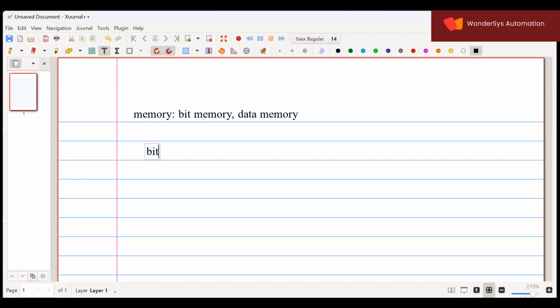So what is this bit memory? These bit memories are used to store the input status or output status. Now, whenever we use an NC or NO switch, what exactly are they giving us? They are giving a high or low signal, correct? It will be giving a 1 or 0. They are nothing but binary bits, correct?